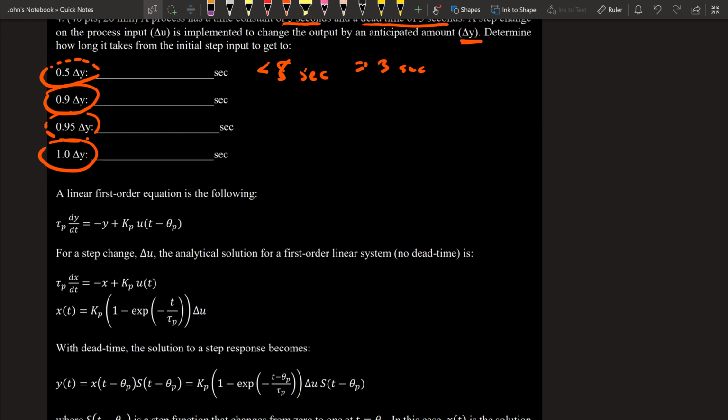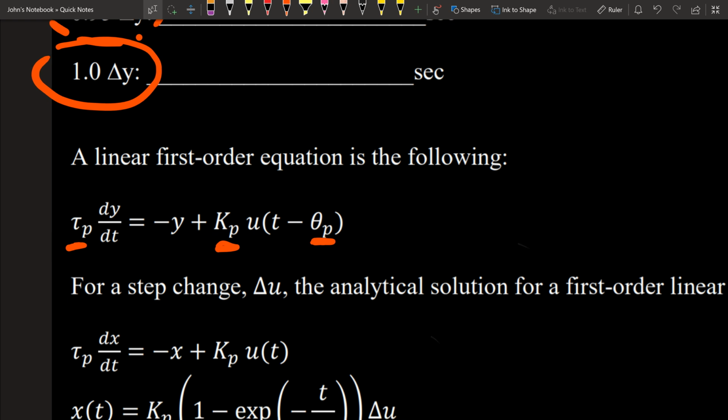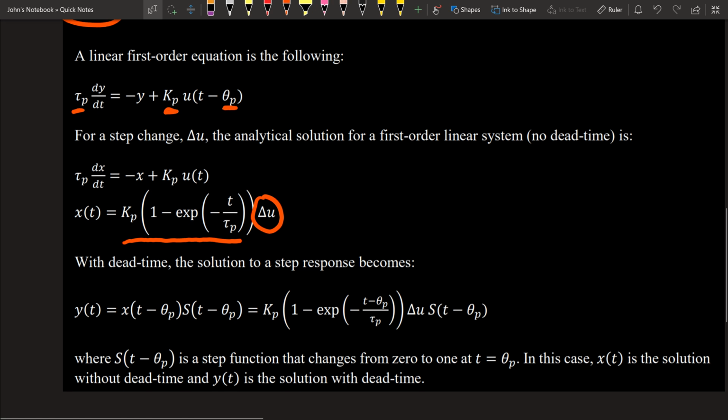The analytic solution to this is shown here. Here is the equation for a linear first order system. Here's my time delay, here's my time constant, and there's my gain. Now for a step change delta U, we have an analytical solution to this. Okay, so delta U is just a constant value, and here is the solution to that differential equation with delta U constant. Now, if we also add dead time, all that we do is we shift it back by theta P, which is our time delay, and then S of T minus theta P, that's just a time shift.